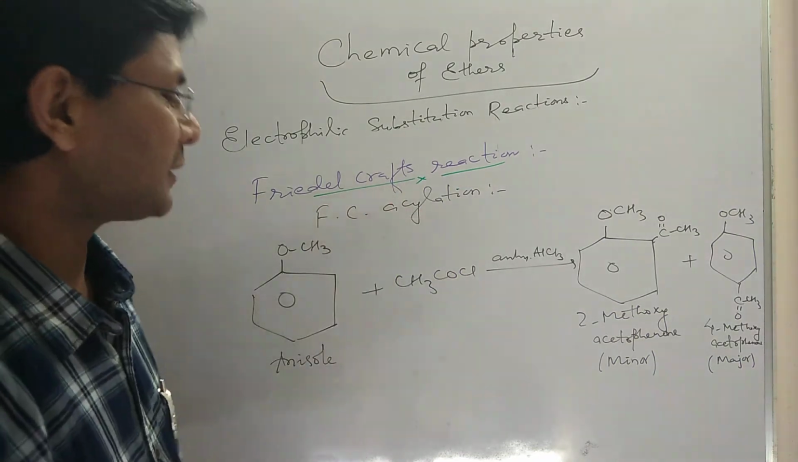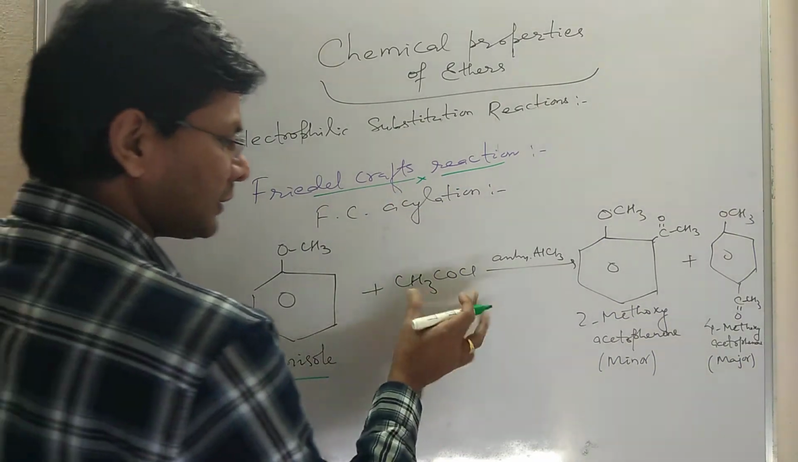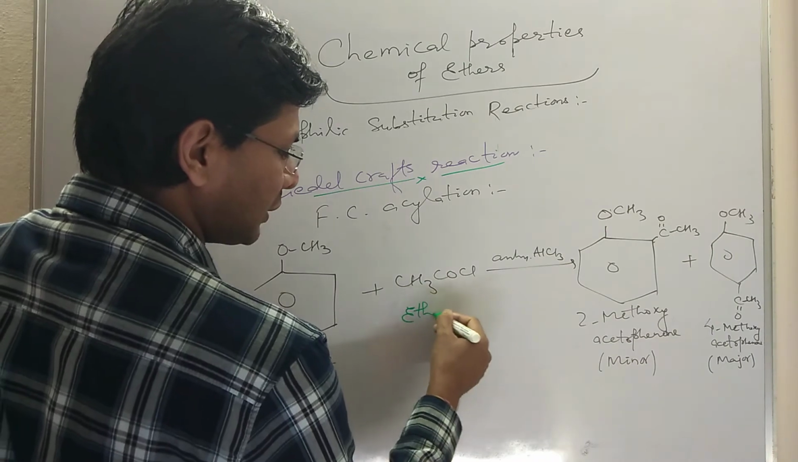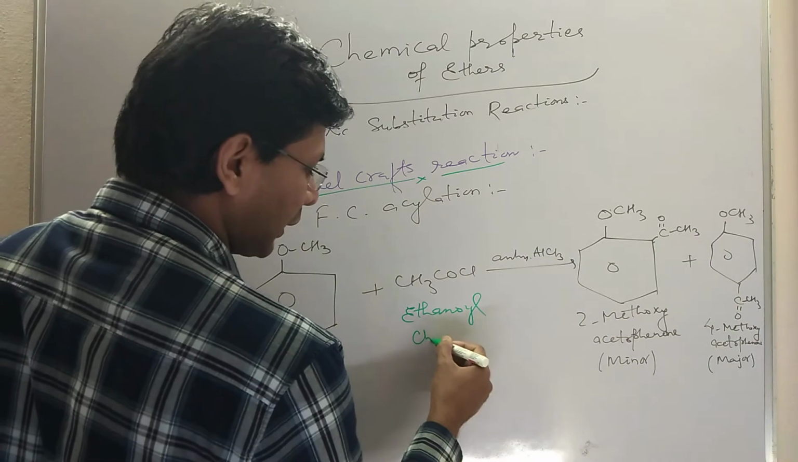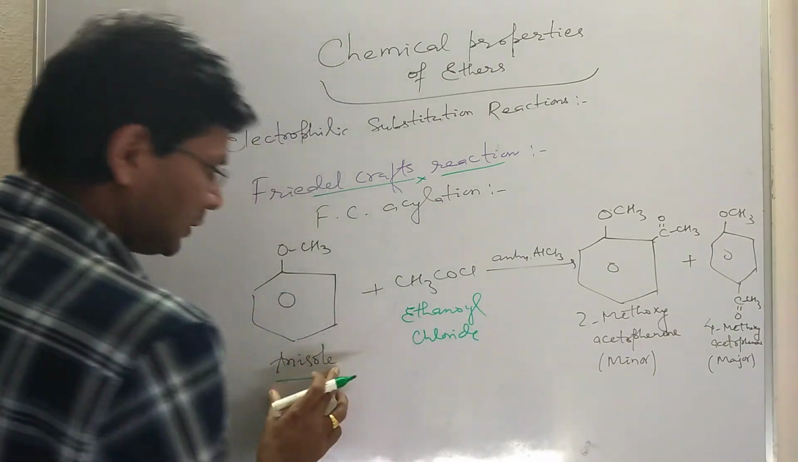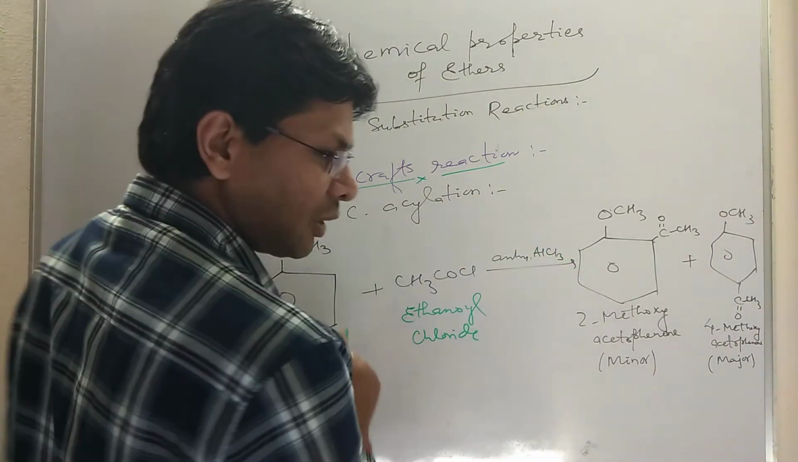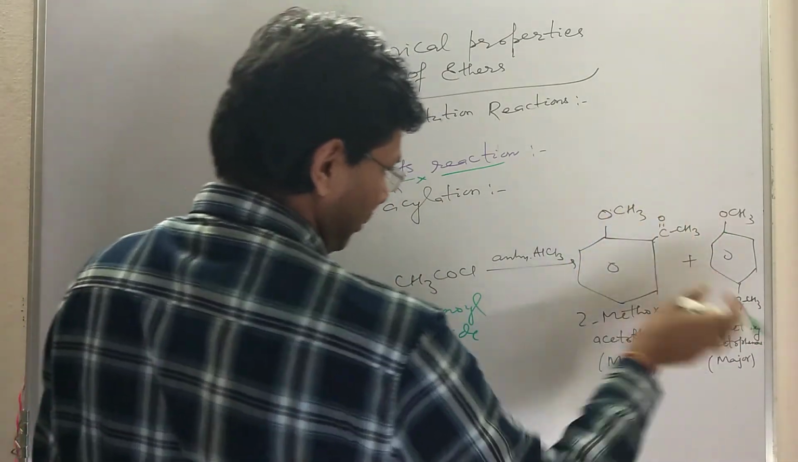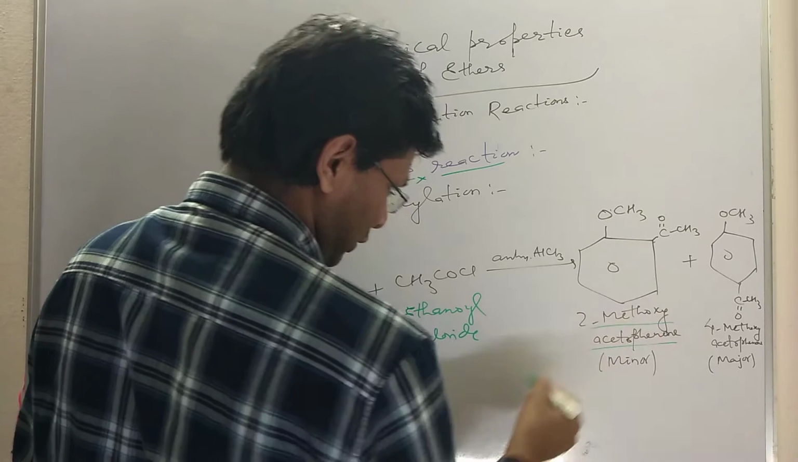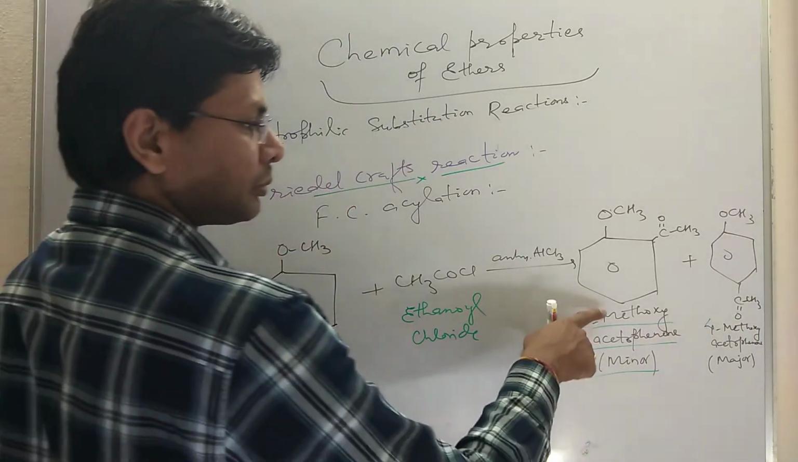Now Friedel-Crafts acylation. So anisole is treated with ethanoyl chloride. This is called ethanoyl chloride. This has been asked in IIT 2006. So when anisole is treated with ethanoyl chloride in presence of anhydrous aluminum chloride, the CH3CO group attacks at ortho and para position. So 2-methoxyacetophenone is the minor product.